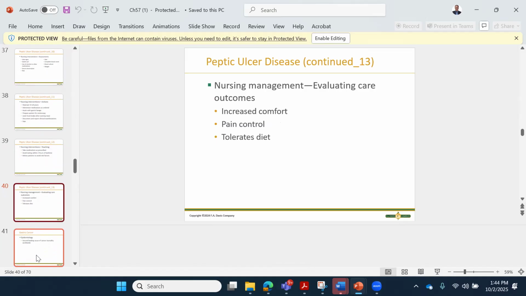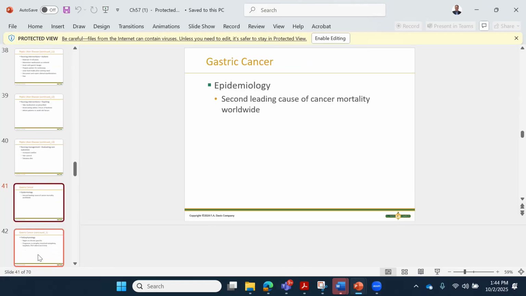Also, you want to evaluate care, and you would expect these within normal limits findings like increased comfort and control of pain and toleration of diet, following or during the evaluation phase.